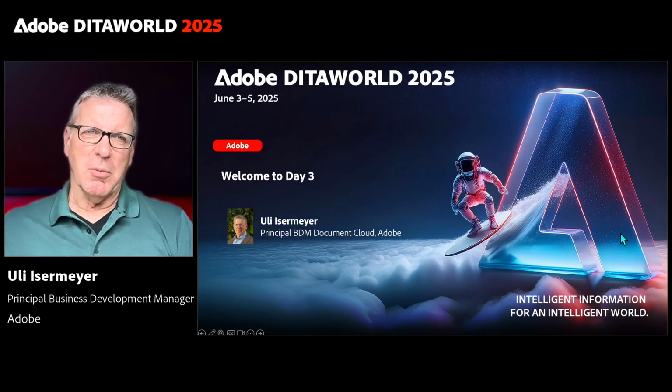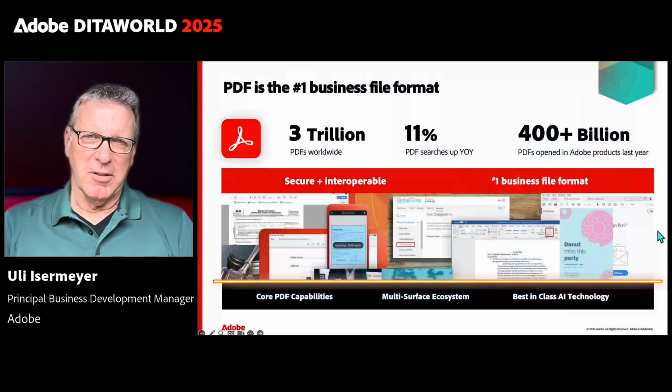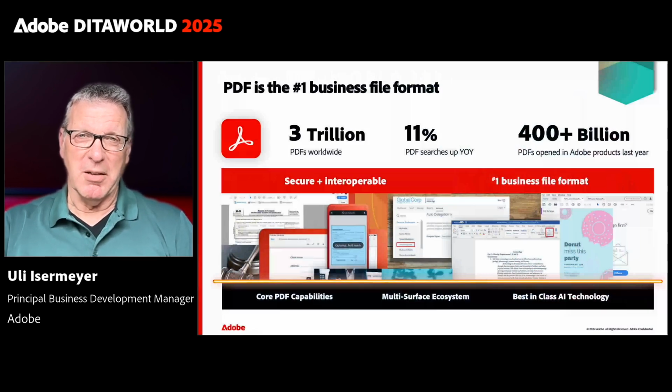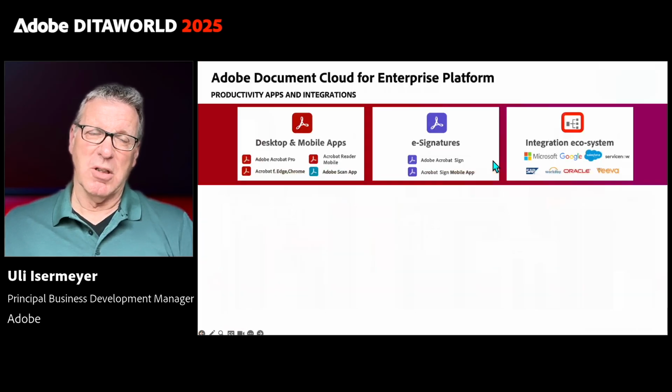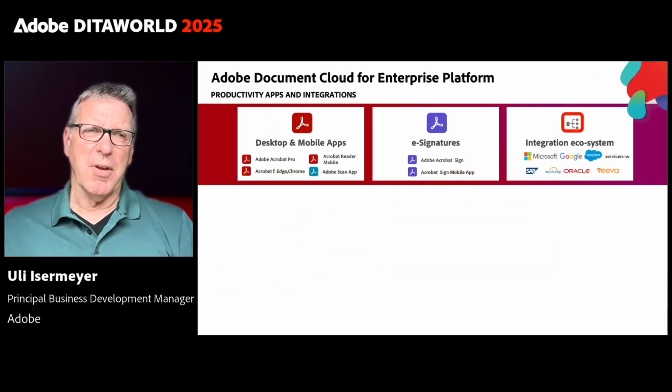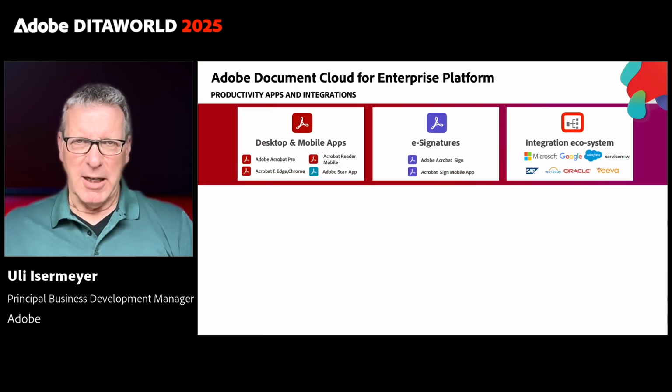So first of all, I would like to give you a start point where I'm coming from. It's all about documents. It's all about PDF at Adobe. And PDF is since 1993 the number one business file format. We have over 3 trillion PDFs worldwide and over 400 billion PDFs were opened in Adobe products last year. I just wanted to give you a short introduction what Adobe Document Cloud for Enterprise is all about.